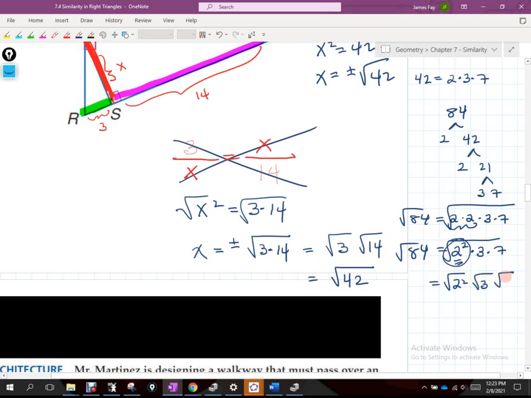I can put these underneath their own radical. That's laws of exponents that allows us to do that. Square root and power 2 cancel each other out. You're left with that, which can be rewritten as 2 radical 21.